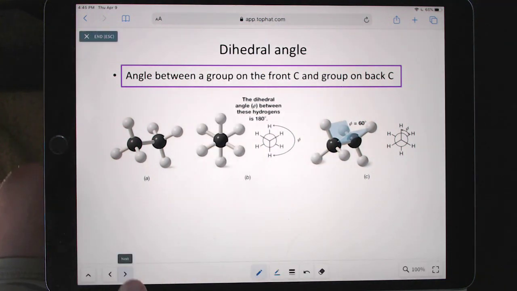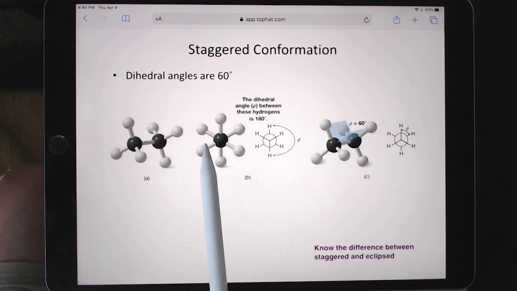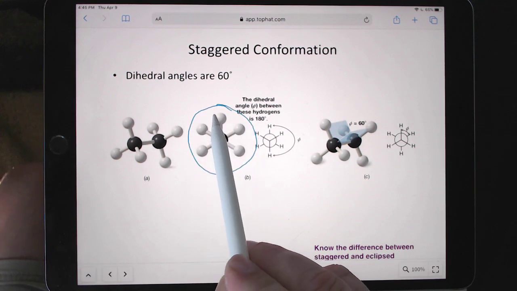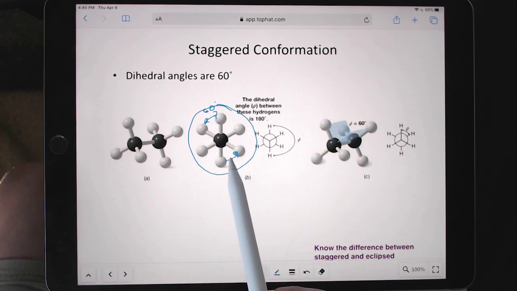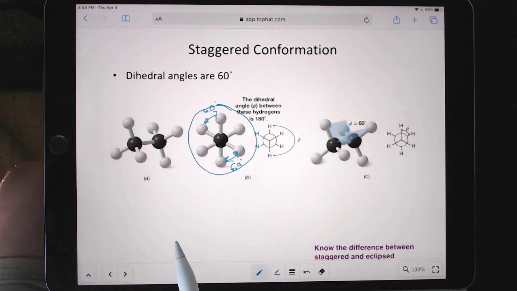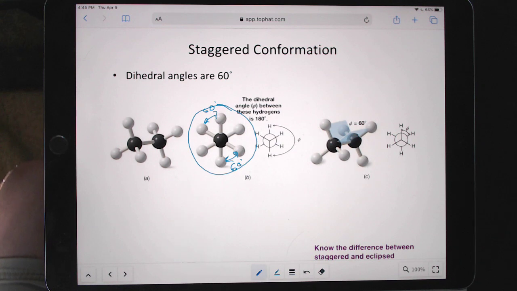If all the dihedral angles are 60 degrees, so it's in this form right here, all of these dihedral angles are 60 degrees. It's in what's called the staggered configuration. So everything is going to stagger all the way around.